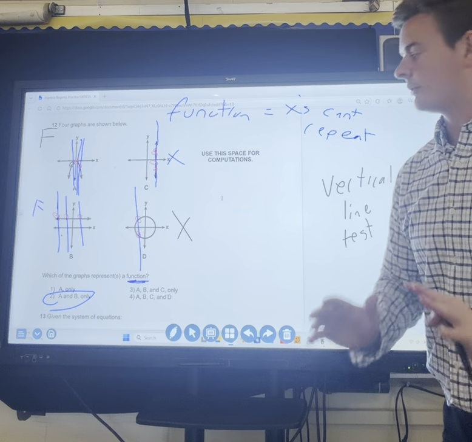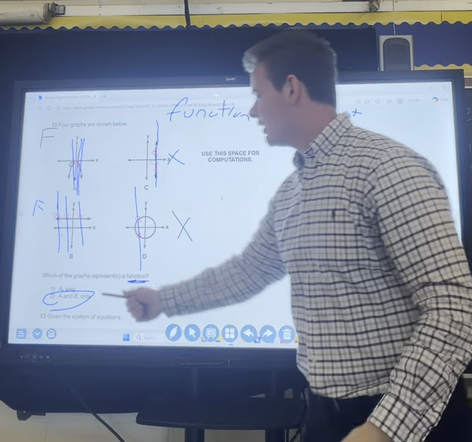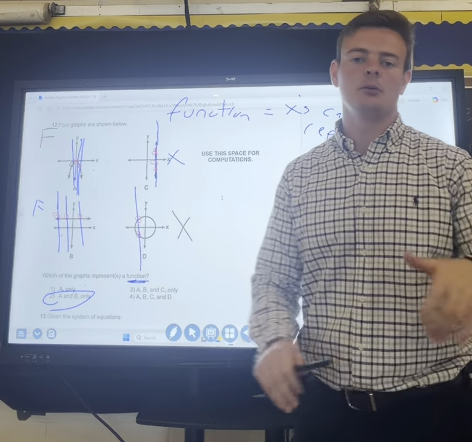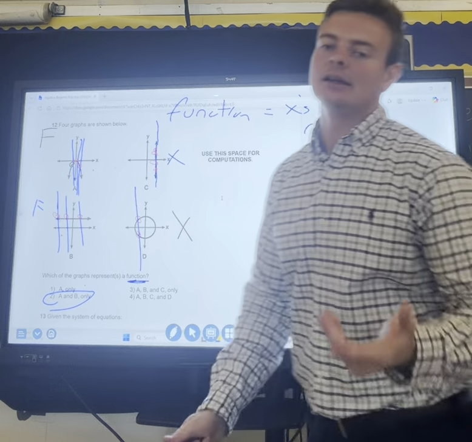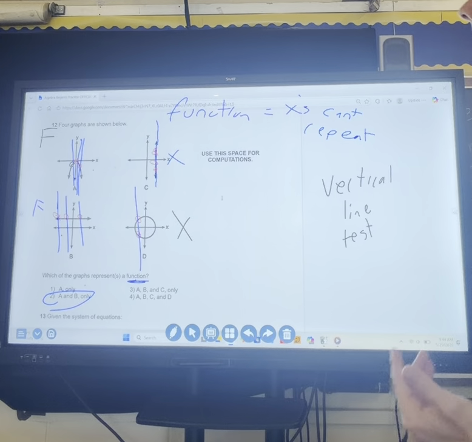Make sure we're reading the questions, because a lot of people are going to say, oh, A, that's not a function. Boom, move on. But it's A and B because of choice. Sometimes people who make this test are trying to trick you. Don't let them.